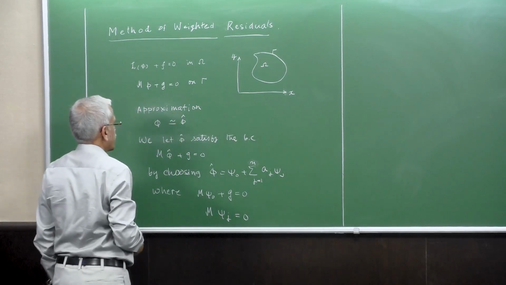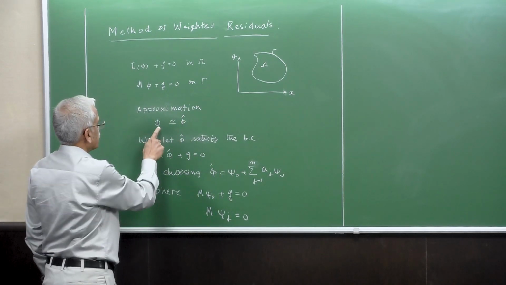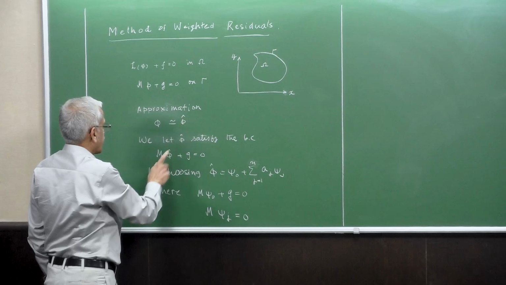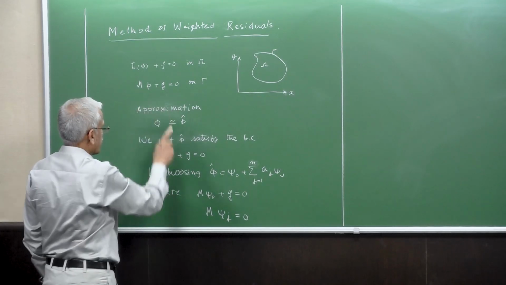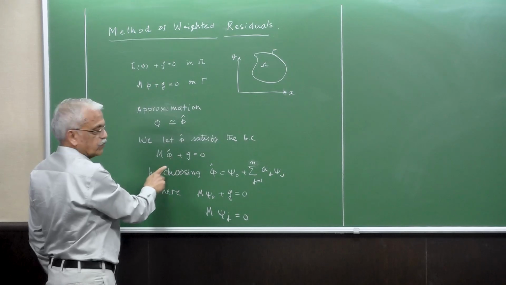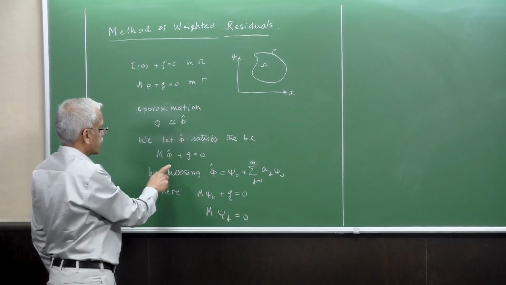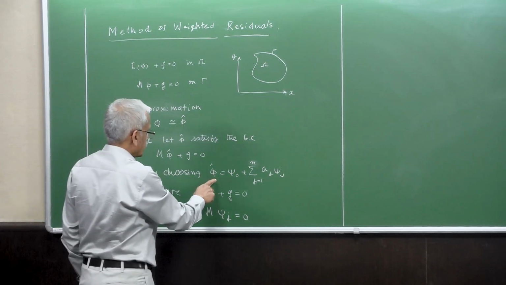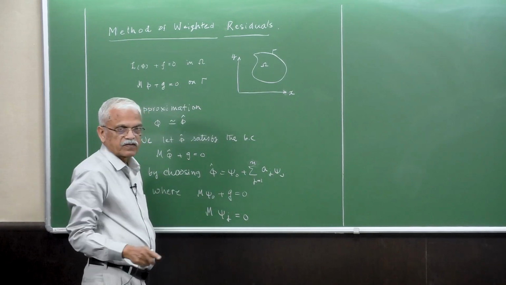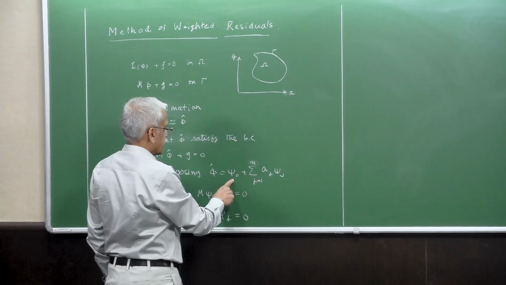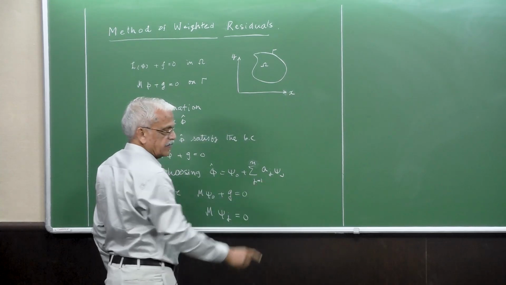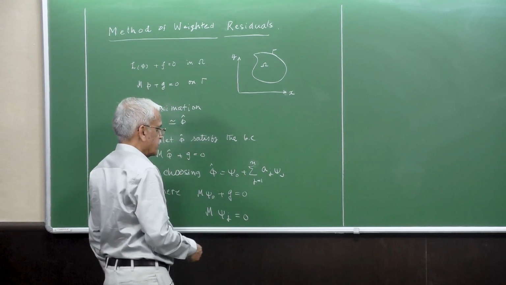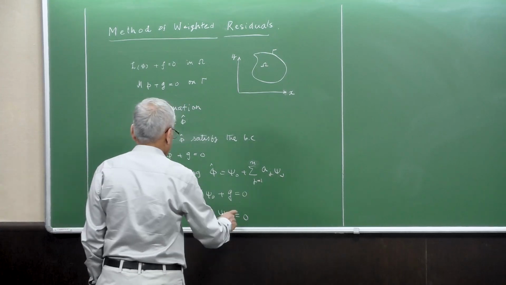What we are proposing is that phi will be approximated by phi hat, where phi hat is going to satisfy the boundary condition a priori. That means we choose phi hat so that the boundary conditions are satisfied. To start with, we choose phi hat as a summation of several known functions. Psi naught is a known function, as well as the set psi j. And then there will be n terms here, and we have to systematically choose psi naught and psi j.